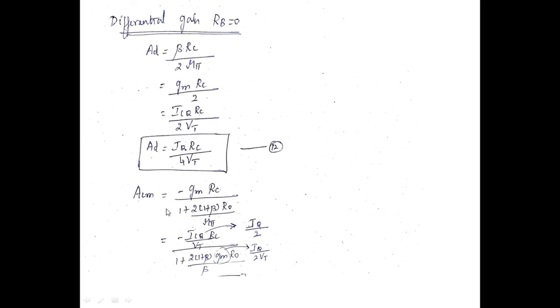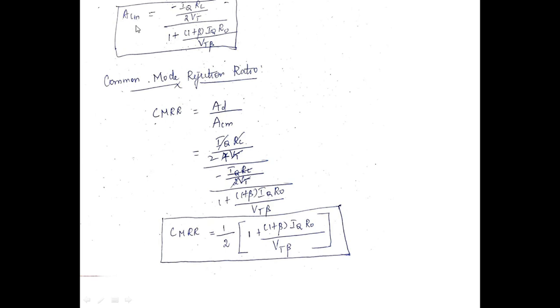For the common mode gain, the same procedure is followed. The common mode gain is given by minus GM RC divided by 1 plus 2 into 1 plus beta into R naught divided by R pi. Here I am replacing GM with ICQ divided by Vt, and further ICQ with IQ by 2, and in place of R pi I've replaced GM by beta, and GM is further replaced by IQ divided by 2 into Vt. So I got the equation for the common mode gain as minus IQ RC divided by 2 Vt, divided by 1 plus beta IQ R naught divided by Vt into beta.